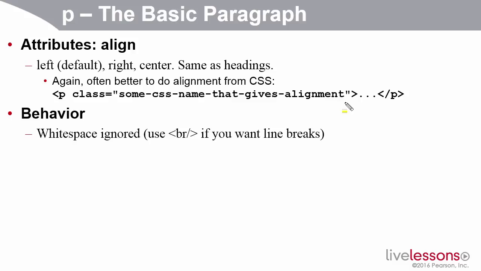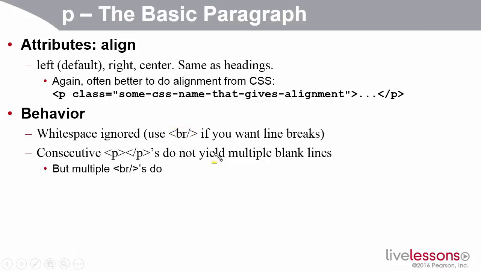So if you want a real line break, you have to force it with the BR tag for a line break, BR for break. If you make an empty paragraph, start paragraph, end paragraph, it will yield a blank line. But a surprising behavior is you put 2 of those pairs in a row, you still only get 1 blank line. If you put 3 of those in a row, you still only get 1 blank line, and so forth.